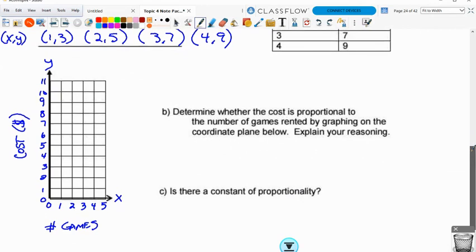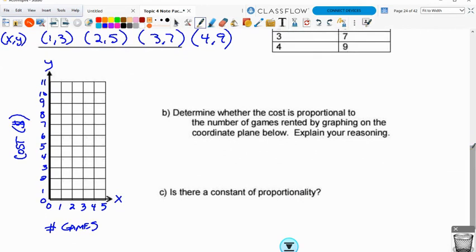So I've already done a little bit of the setup with the graph. I've labeled the x and the y-axis. The x-axis is titled the number of games. The y-axis is titled the cost in dollars. And I used a scale of each line equals 1 for both the x and the y-axis. So now I'm going to plot my points, 1 comma 3. So I'm going to go over to the right 1 and up 3. 2 comma 5, I'm going to go to the right 2 and then up 5. 3 comma 7, I'm going to go to the right 3 and up 7. 4 comma 9, I'm going to go to the right 4 and I'm going to go up 9.